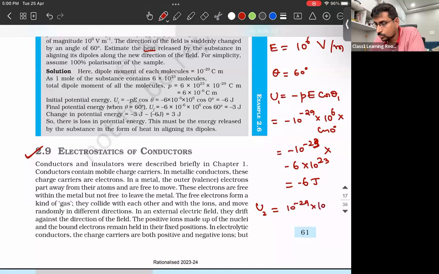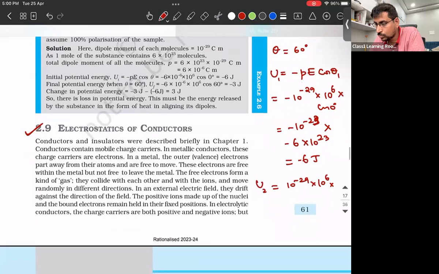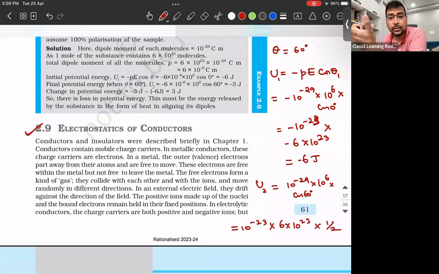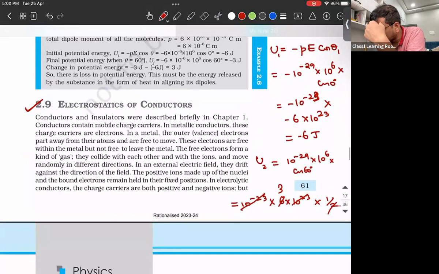Okay, so U2 is how much? 10 power minus 29 into 10 power 6 into cos 60, right? That is going to be 10 power minus 23 multiplied with 6 into 10 power 23 into the value of cos 60, which is going to be half. I multiplied the 6 into 10 power 23 for the Avogadro number. So 2 will cancel this 3 times, 10 power minus 23 and 10 power 23 are gone. So you will get minus 3 joule.